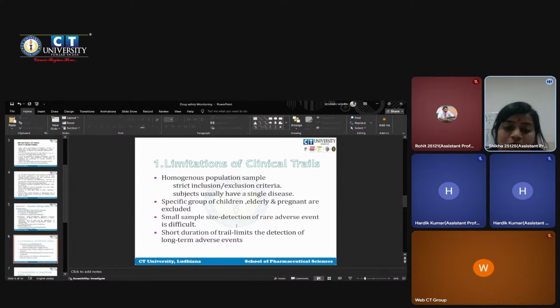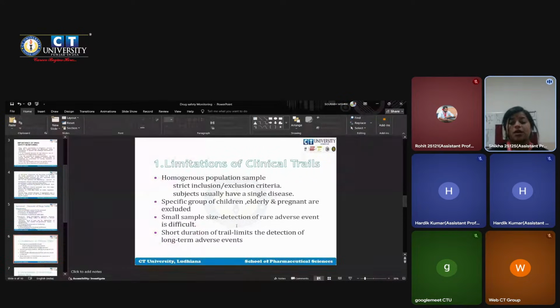Next is small sample size; detection of rare adverse events is difficult. It means if it is used on a small number of people, what the adverse drug effects are was not mentioned in that. Next is short duration of trial, which limits the detection of long term adverse events. The duration would be 6 months or 1 year, so it's tough to get each and every adverse event.